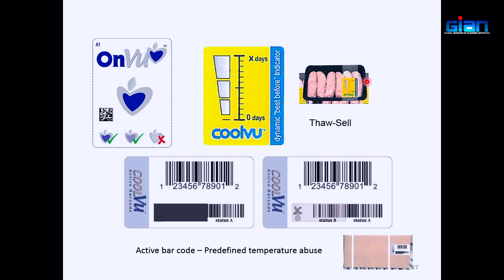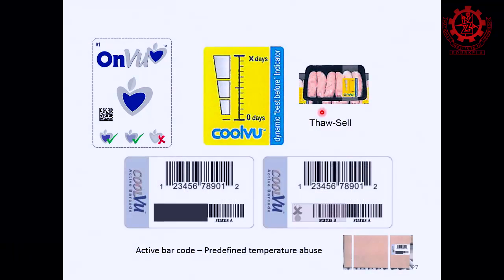And sometimes you have an indicator to indicate thaw and sell. It means that these products are kept frozen for a long period of time, and then before selling, they just want to thaw them. It's like frankfurters or sausages, that you want to bring to refrigeration temperature, so they are thawed, and then you want to sell.